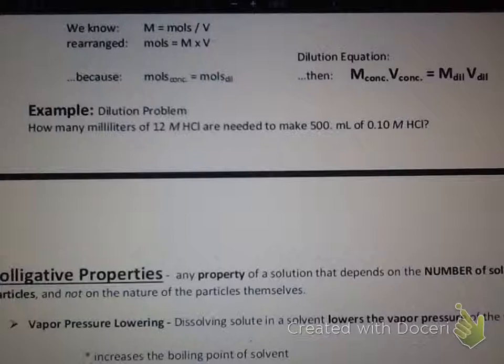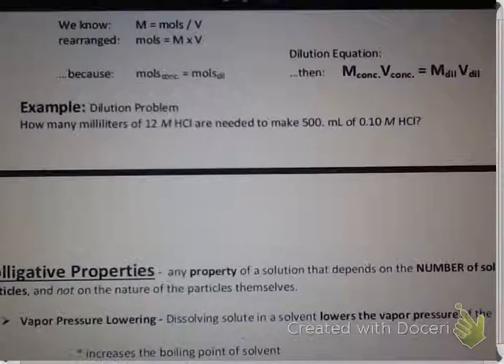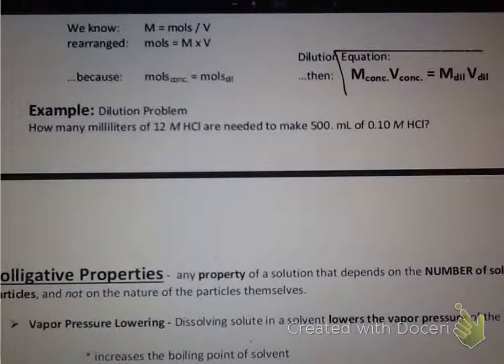Okay, let's see this problem here. It says, how many milliliters of a 12 molar HCl solution are needed to make 500 milliliters of a 0.1 molar HCl solution? Now, how do you know you have a dilution problem? That's actually the major problem. We know what the dilution equation is: molarity times volume equals molarity times volume. How do we know when to use this? When do we know we have a dilution problem? What you're going to do is, when you read a problem, if you have two molarities and two volumes in that problem, and there's one unknown, you're going to use that equation.